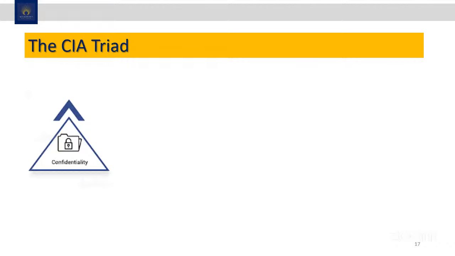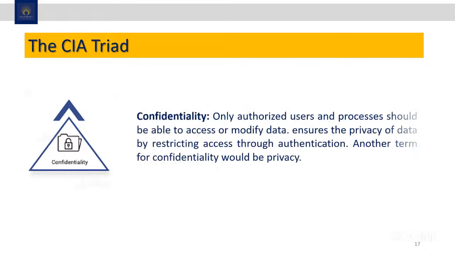So the first CIA triad pillar I'll be talking about is confidentiality. Confidentiality allows only authorized users and processes to access or modify data. Confidentiality ensures that the information is only accessible to those who are authorized to access it. It's about keeping secrets. So you can think of it like a digital vault.